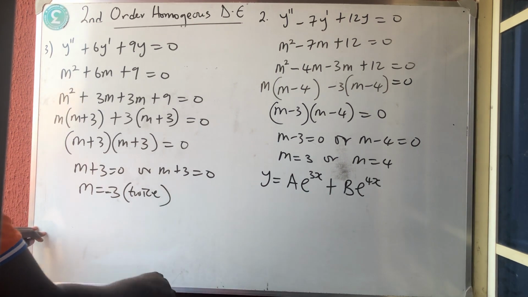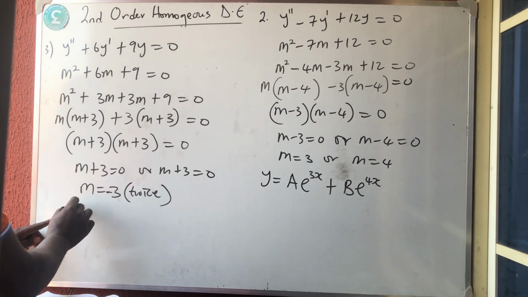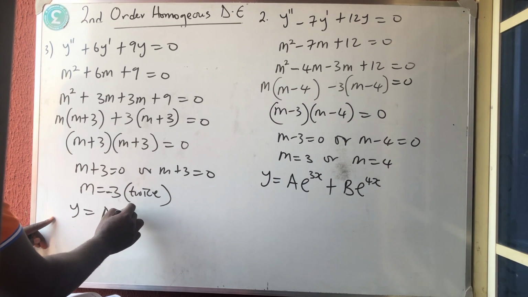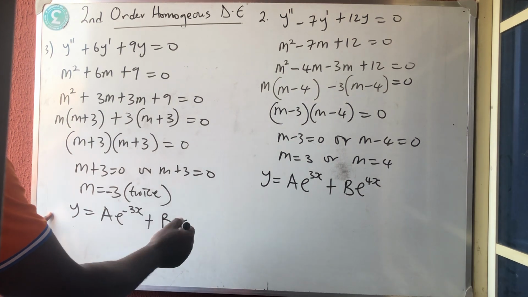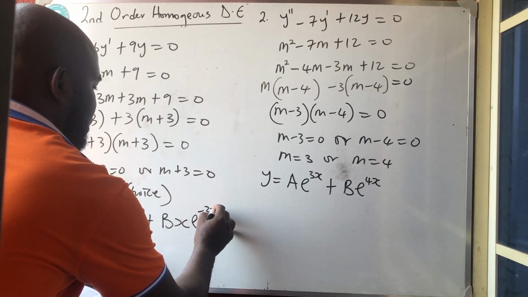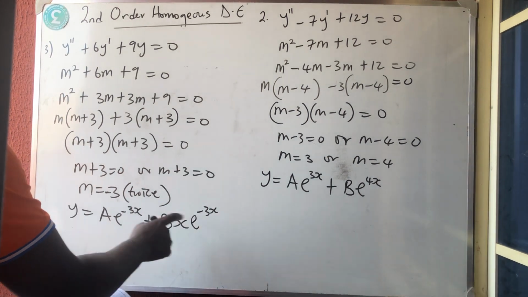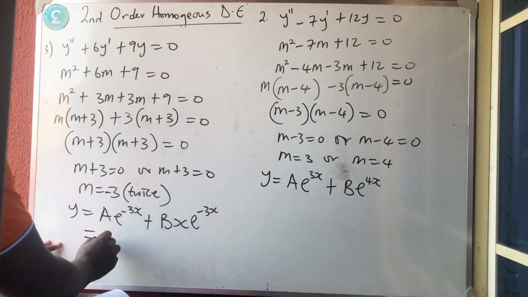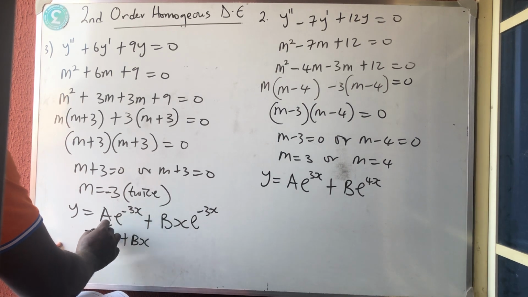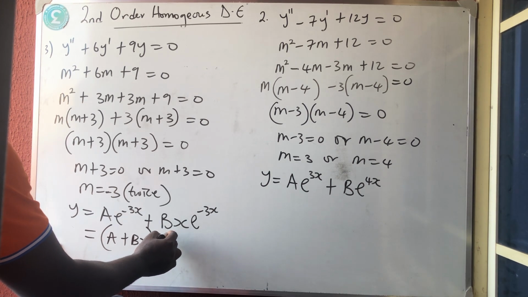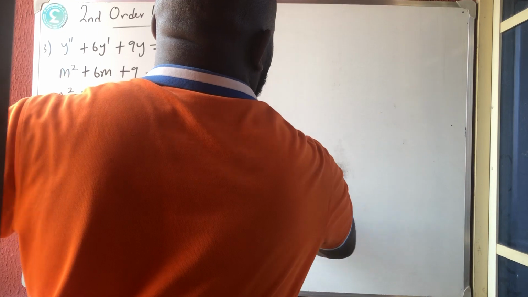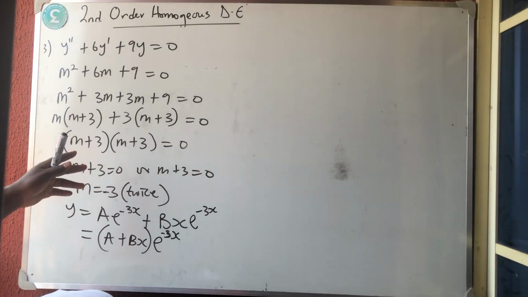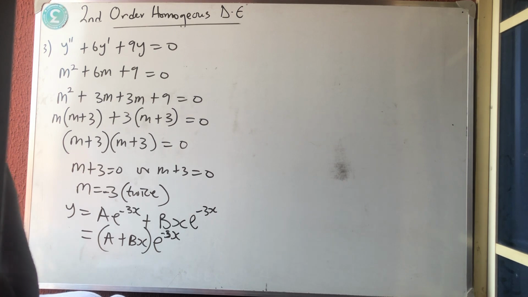You see? So what did I tell you about when they are the same, when they are twice? You said that y is equal to a e raised to power minus 3x plus bx, just attach x here. That's all the difference. bx e raised to power minus 3x. That's all. Then if you want to factorize the e raised to power minus 3x, I'm having only a plus bx here. Then everything bracket is e raised to power minus 3x. Okay, so that is that. It's not difficult. The only thing you need to know is how to solve factorization method of a quadratic equation.